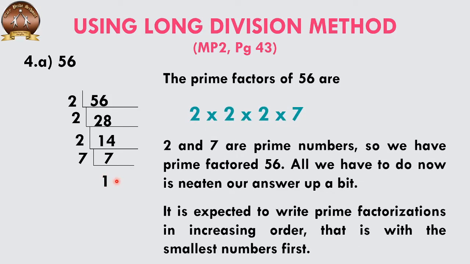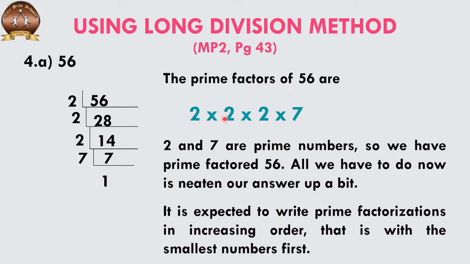So we are going to write this next to this. The prime factors of 56 are 2 into 2 into 2 into 7. So these are the three 2's, and then there is 7. We write all four of them together here. 2 and 7 are prime numbers, so we have prime factored 56. All we have to do is neaten our answer a bit, and whenever we are writing the prime factorization, we write it in increasing order.